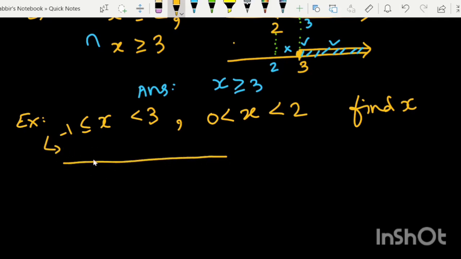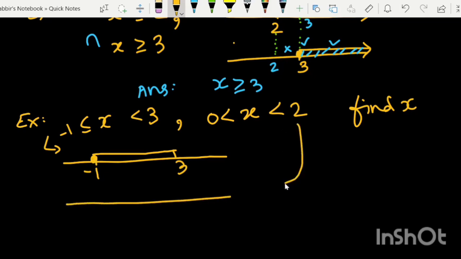Okay. So -1 and then 3, we will mark and we will join these two. Now here minus 1 is included, so we will place a dark circle here. Now the next inequality that we will plot would be x 0 to 2. So 0 lies somewhere between minus 1 to 3. So 0 I will mark here. Okay. So after marking, now 2 will lie prior to 3 somewhere here. So here I will mark 2 and I will join it 0 to 2. Okay. Now 2 and 0 both are excluded.